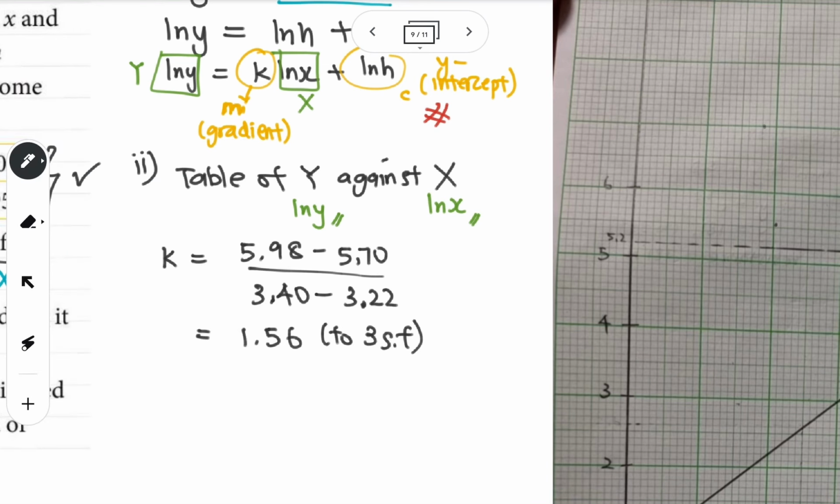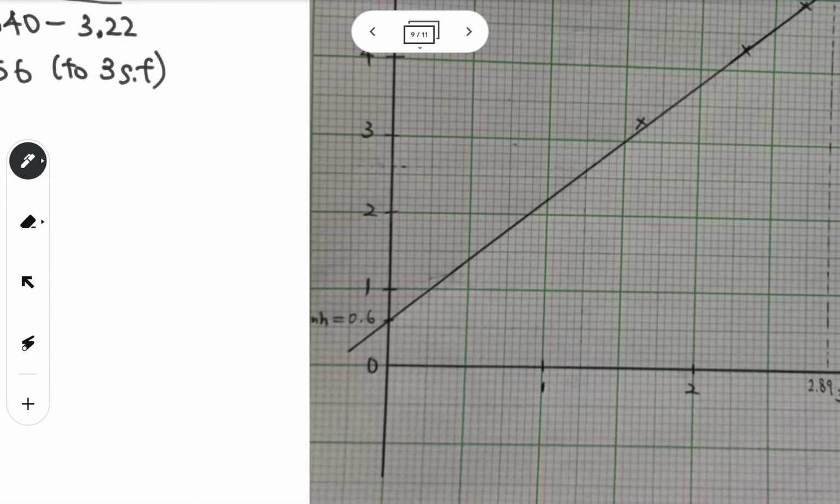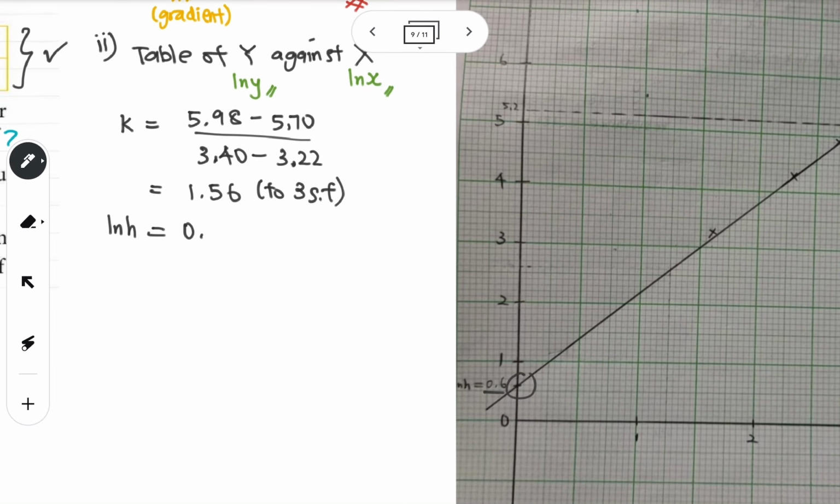Now for my ln h. ln h for my graph is actually my y-intercept. So you need to extend the line and make sure that it cuts the y-intercept, and it cuts at 0.6 from my graph. So for my graph, ln h is 0.6. Now I just need to find what is h, which is e to the power 0.6, and I calculate e to the power 0.6. I get 1.82 to 3SF. So this is my answer.